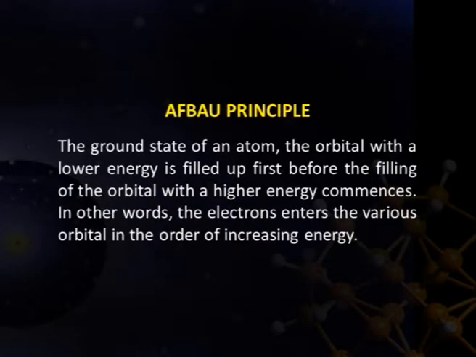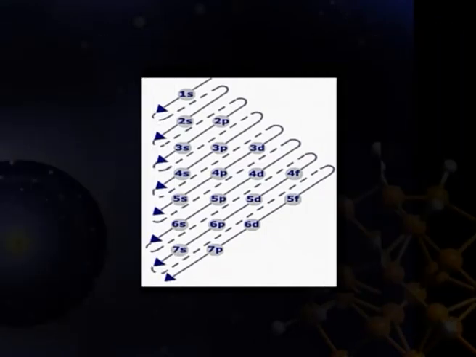According to the Aufbau principle, in the ground state of an atom, the orbital with a lower energy is filled up first before the filling of the orbital with a higher energy commences. In other words, the electrons enter the various orbitals in the order of increasing energy. The increasing order of energy of various orbitals will be as follows. The 1s orbital will be filled first, then 2s, then 2p and so on.